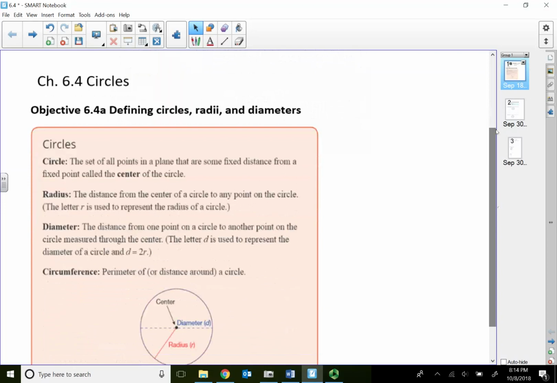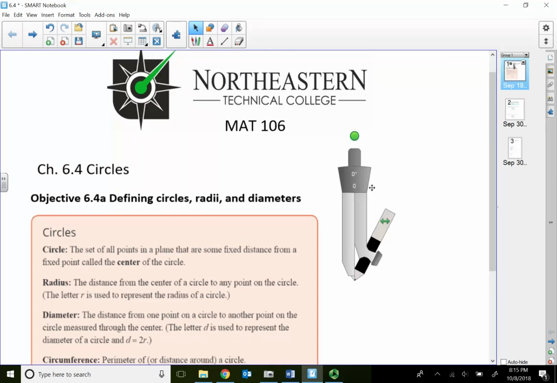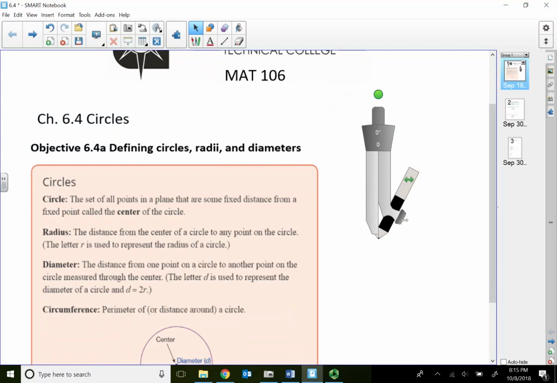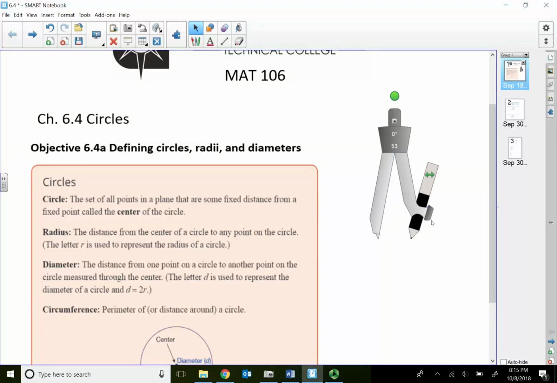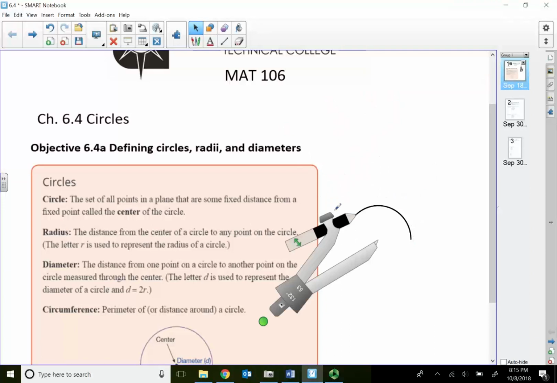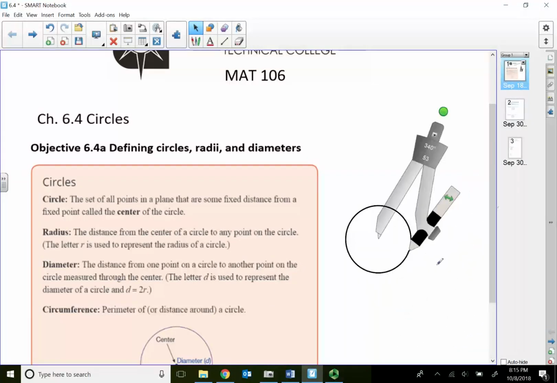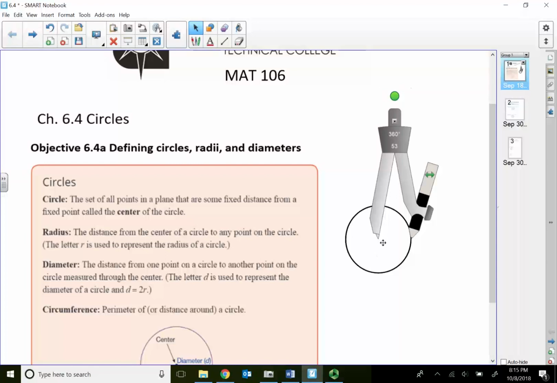All right. So what is a circle? A circle is a set of all points in a plane that are some fixed distance from a fixed point called the center of the circle. What that means is if I get myself a compass and open it up a little bit, this distance I open up will be the radius. And here is my fixed point. If I draw a circle all the way around, I'm rotating my compass around a fixed point. That will be the center of the circle.